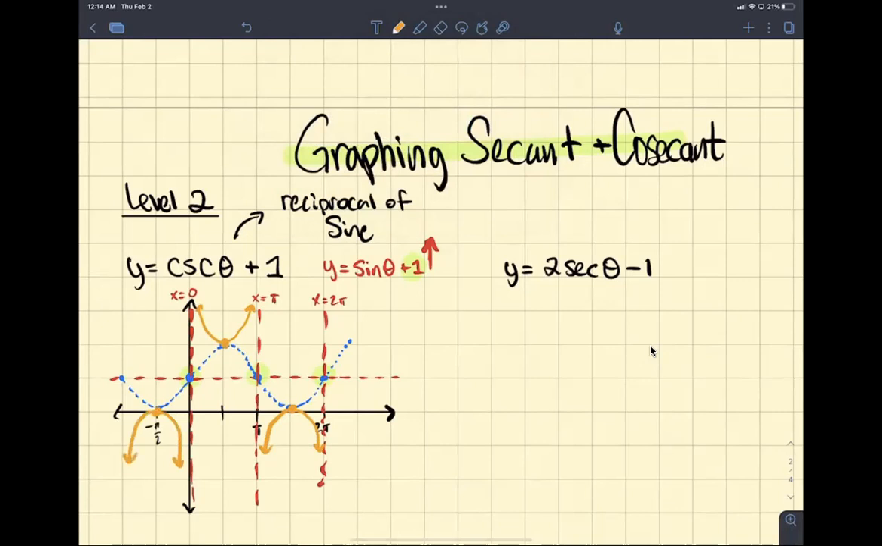Technically, we have an asymptote here. And the orange part is cosecant. On your test, it's okay to draw sine and then draw cosecant on top. You're not gonna lose points.